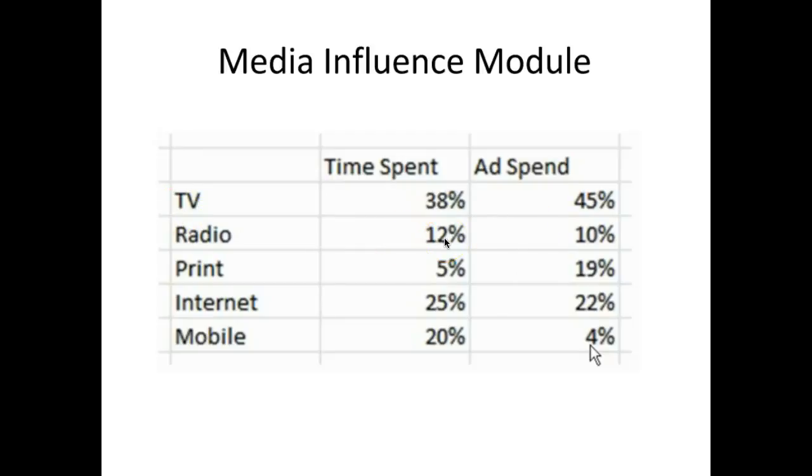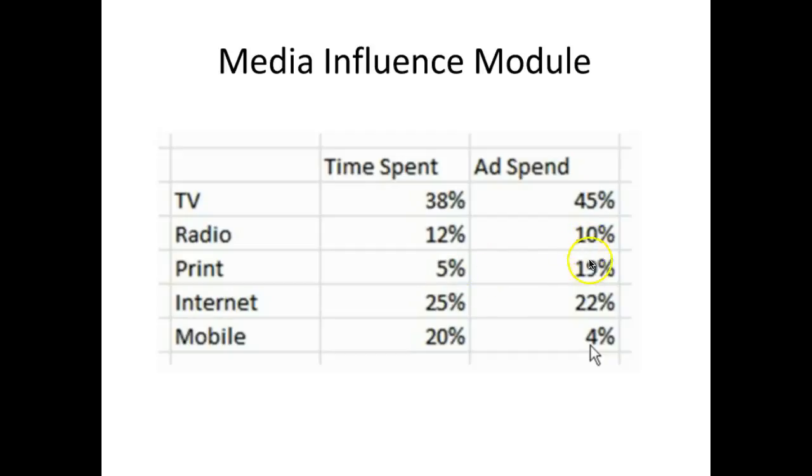12% of people's time is spent on radio, but we're only spending 10% of our budget. Now this one's way out of whack. People are only spending 5% of their time on print, and we're spending 19% of our money on print. This is what I call, it's a political term, incumbentitis, which basically means we're doing the same thing we've always done, and you're going to get burned.